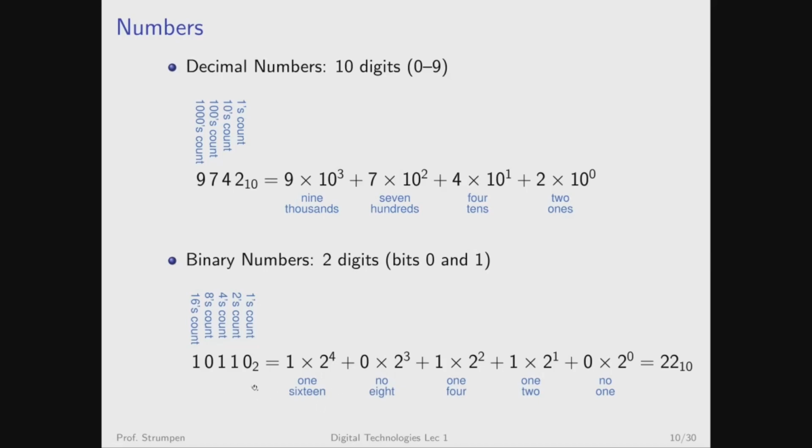There is 1 16, no 8, plus 1 4 is 20, plus 1 2 is 22, and no 1 remains at 22 in decimal. Right, so you probably should decline any job offers that offer you a binary salary of 10110. Maybe not if it's your hourly salary, but certainly not if it's your monthly salary.